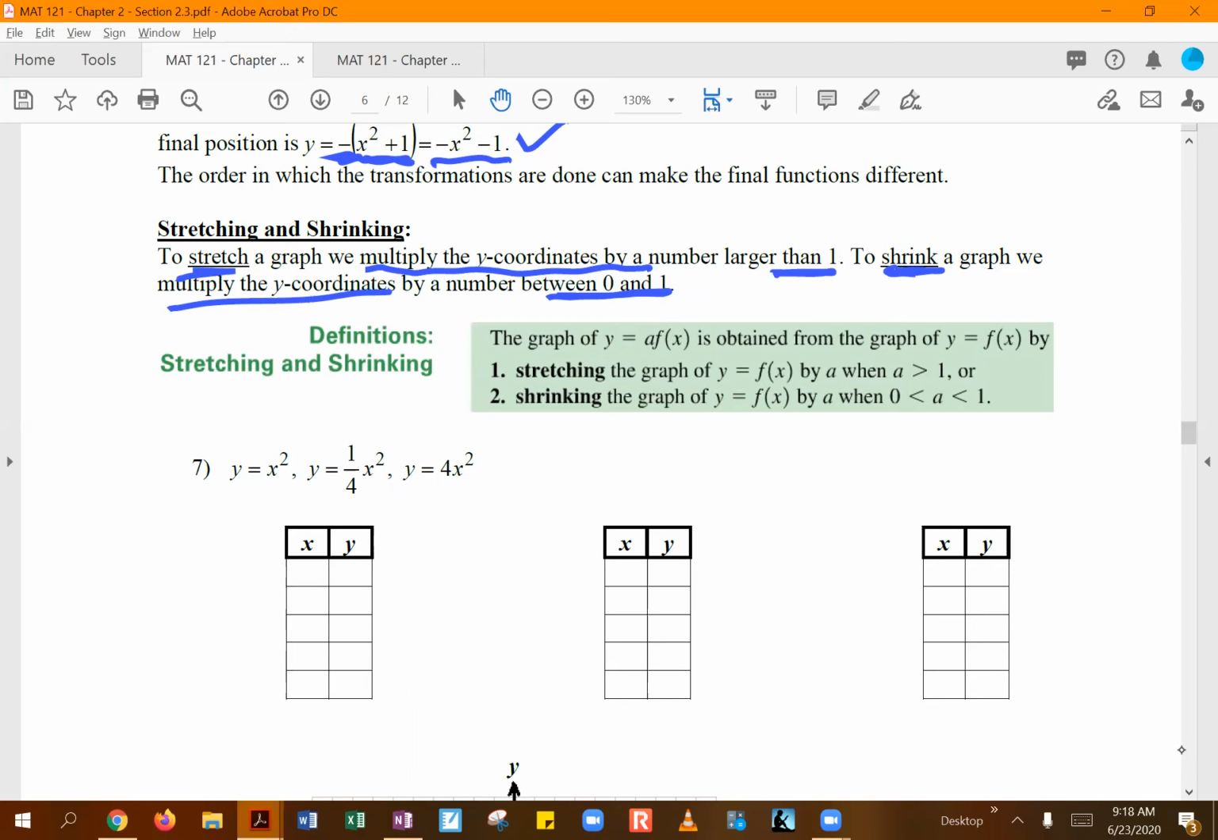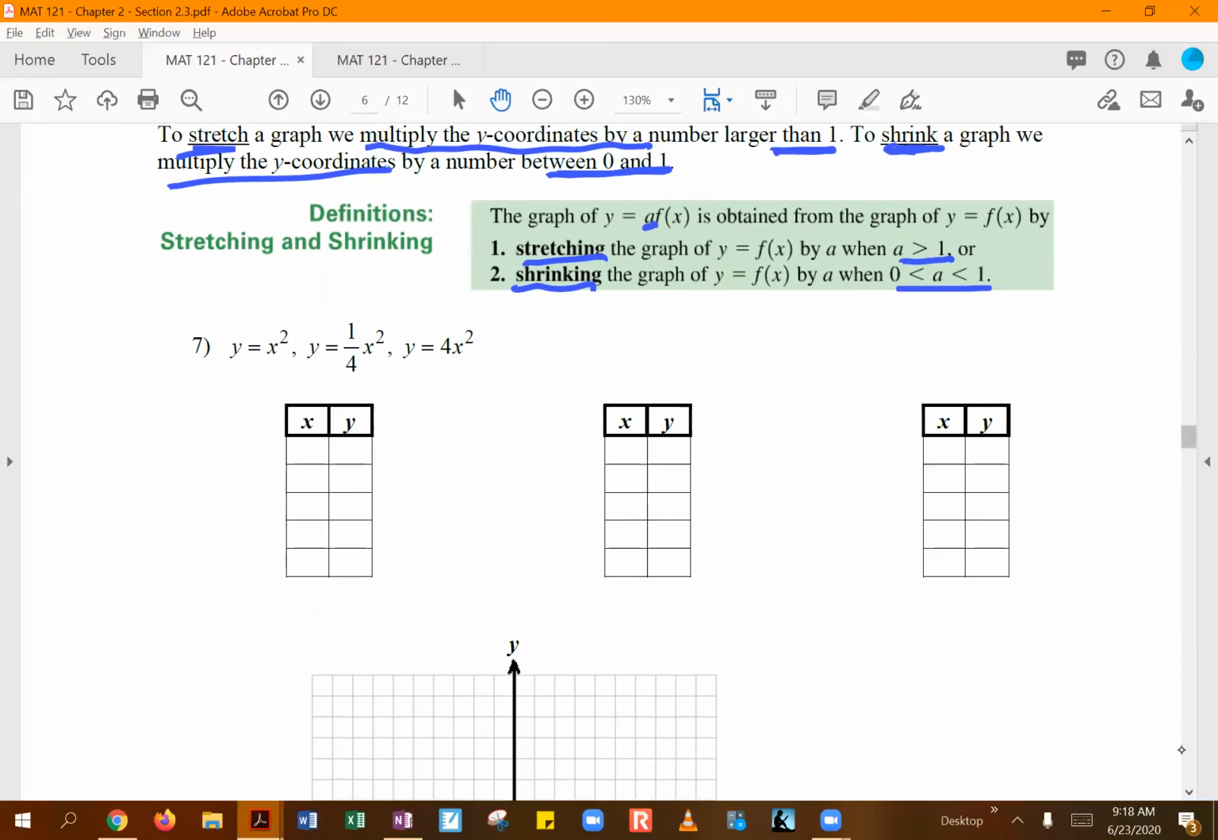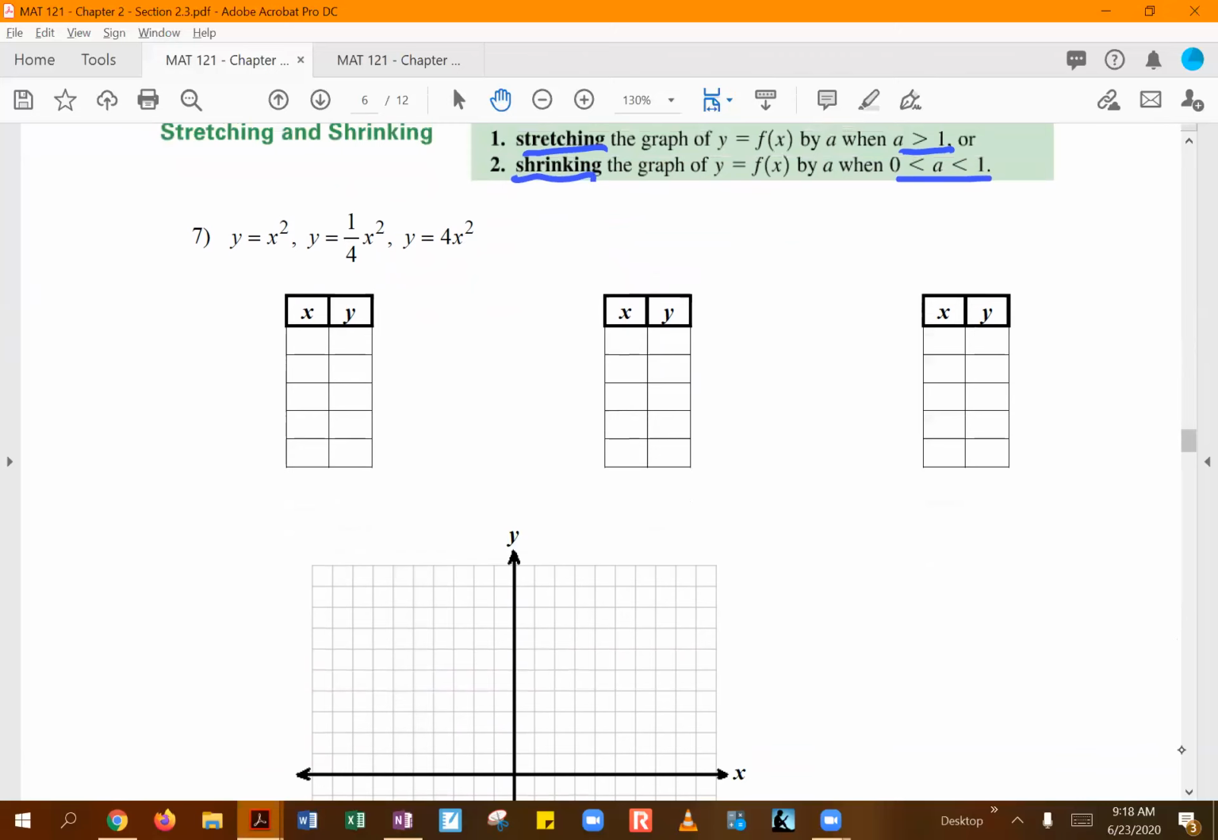So basically what they are talking about is this a value right here in front of your function. If you're multiplying your y coordinate by an a which is greater than 1, we will notice stretching in our graph. If you multiply by a number between 0 and 1, we're going to see shrinking happening in our graph. So we're actually going to do both stretching and shrinking in this example. We've got our base function, which is y equals x squared. Our next function is y equals 1/4 x squared. And the last one is y equals 4 times x squared.